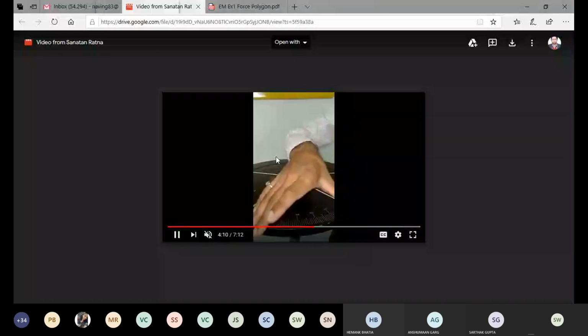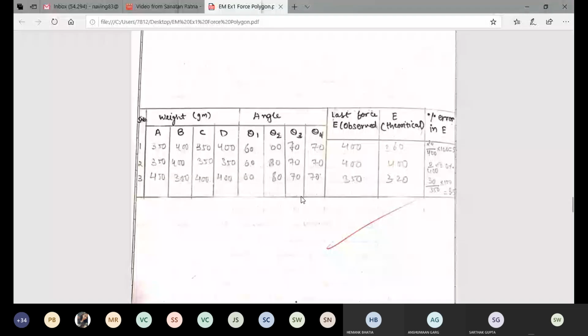theta 1, theta 2, theta 3, theta 4. So these are the different angles, and after that come the theoretical values, what you are getting after making the polygon. This is the resultant side or the final side.